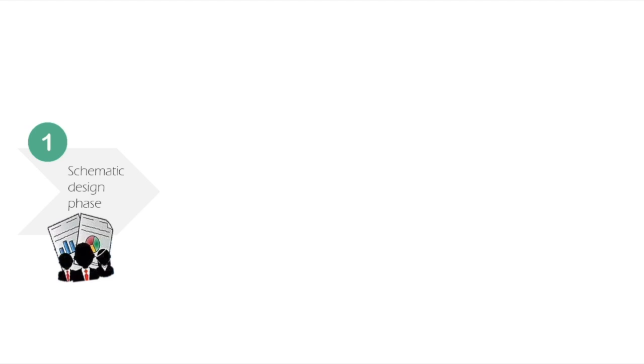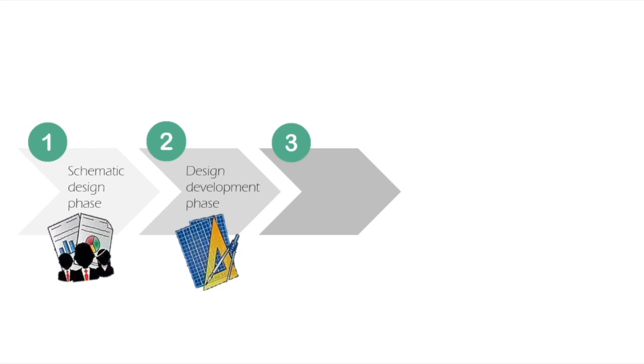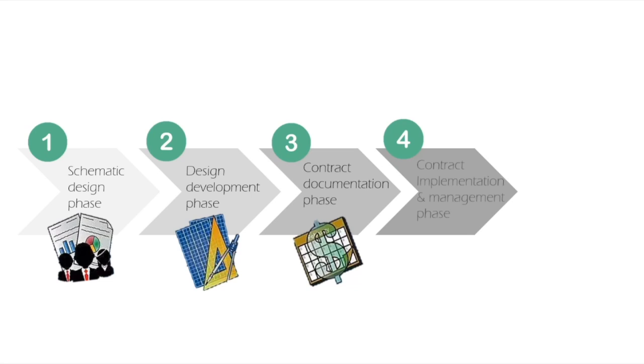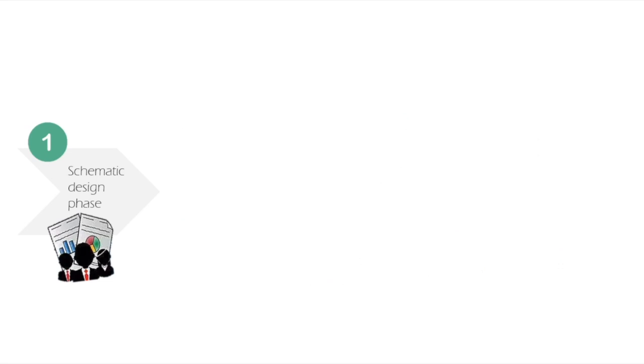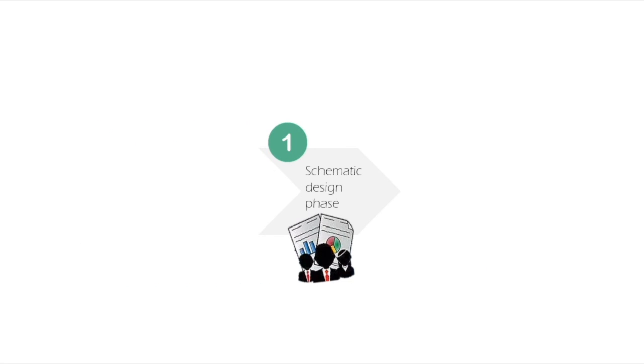Now let's go into the construction process. There are 5 phases in the construction process. First is the schematic design phase, followed by the design development phase. The third stage will be the contract documentation phase, and next will be the contract implementation and management phase. And last but not least is the final completion phase. And we will go through the 5 phases one by one.